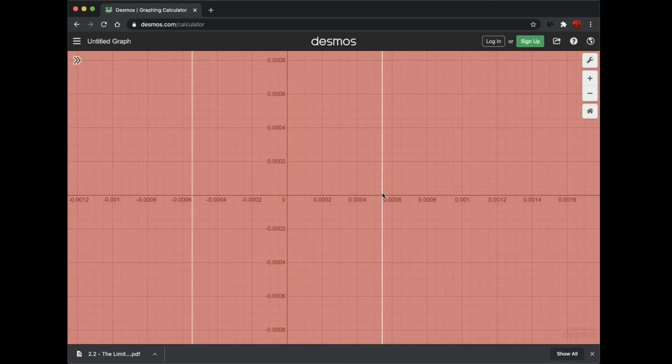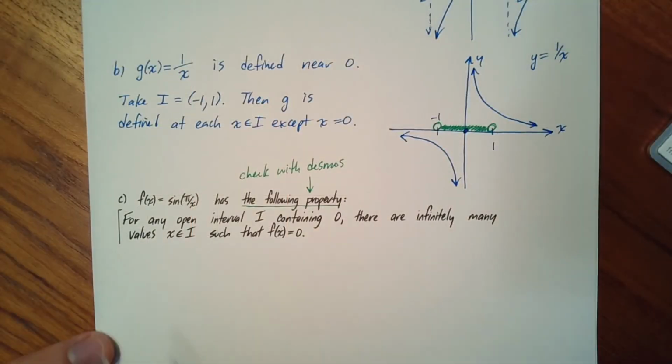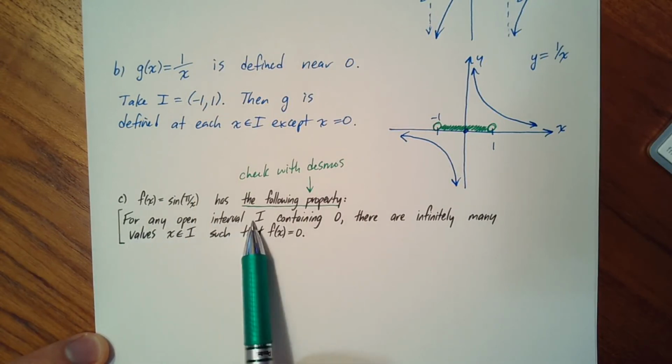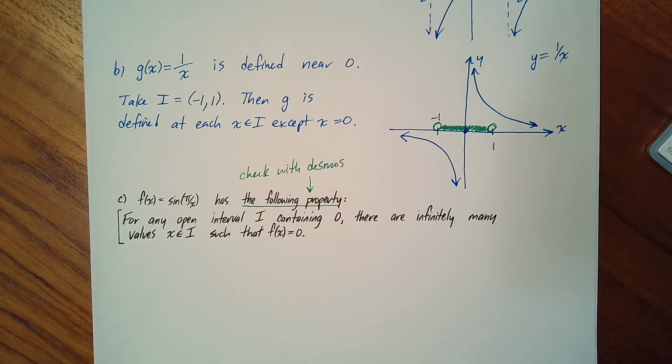The closer you get to the origin, the faster it oscillates, and that's why no matter how small you take your interval I containing 0, there's going to be infinitely many values where this graph hits the x-axis. Okay, so that's the justification for this fact here. This should be a bracket there. So that's why for any open interval I containing 0, there are infinitely many values x in I such that f of x is equal to 0.